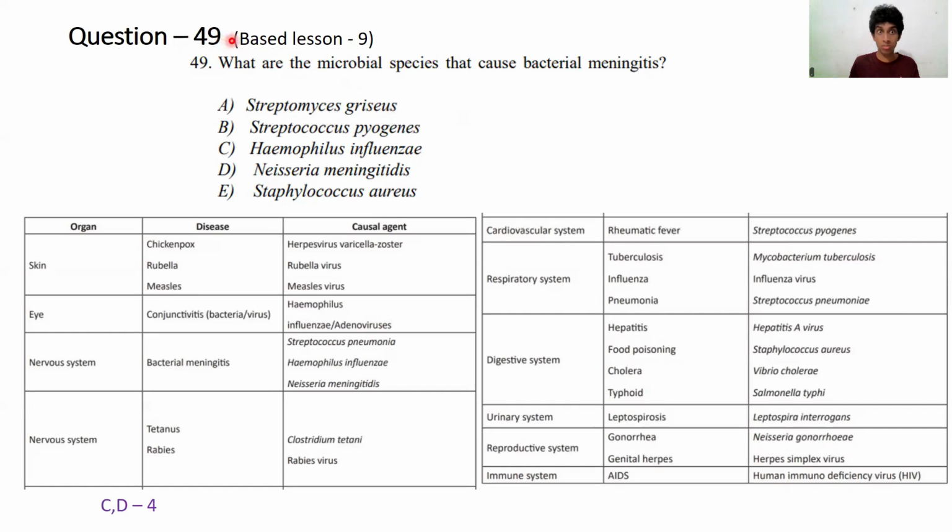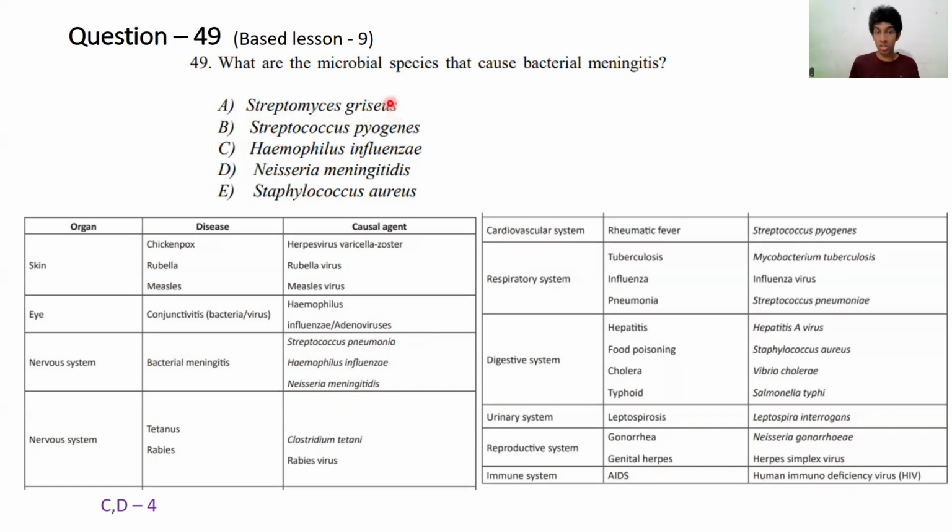Question number 49. It is based on the 9th lesson. What are the microbial species that cause bacterial meningitis? So according to the table, you can see bacterial meningitis is caused by 3 types of microorganisms: Streptococcus pneumoniae, Haemophilus influenzae, and Neisseria meningitidis. So when we consider the answers, A.